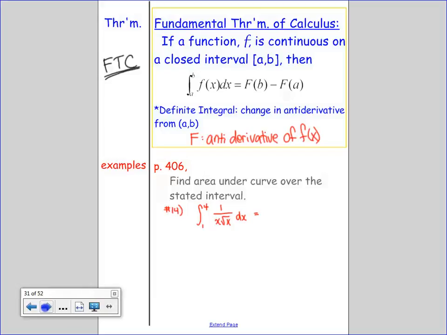Well, what if it's not continuous? Or what if there's a vertical asymptote in between? Or what if you're going from a to infinity? Ooh, that's calculus too. Anyway, come back.